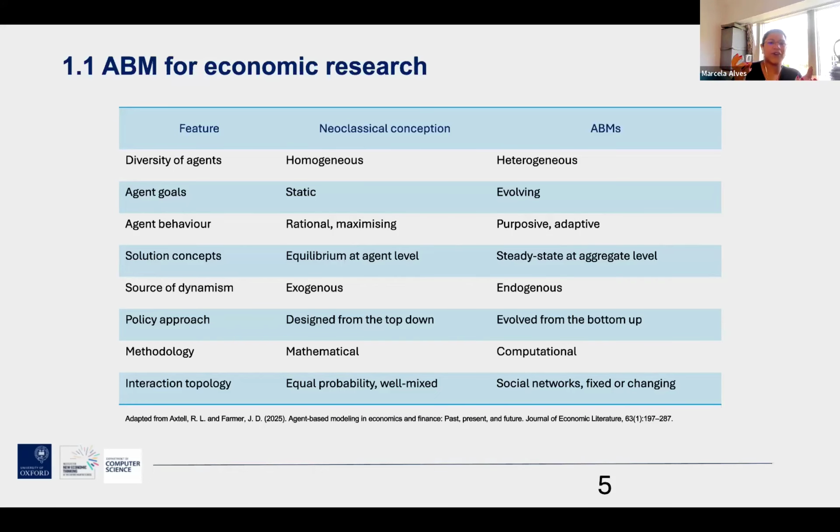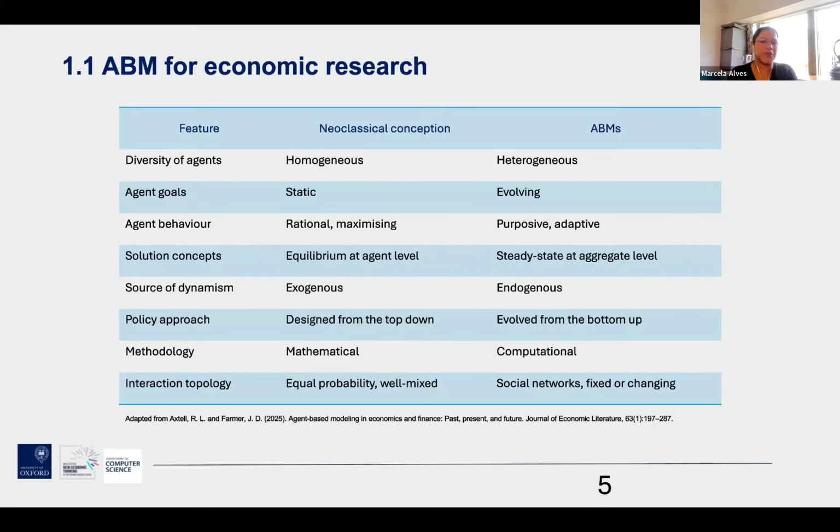The source of dynamism in those models is basically the economy, as we see it nowadays. When there is a shock, we consider it an exogenous thing, while in the ABM, shocks and changes are endogenous. They come from the inside, from the interaction of agents.